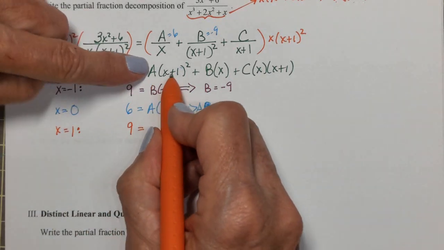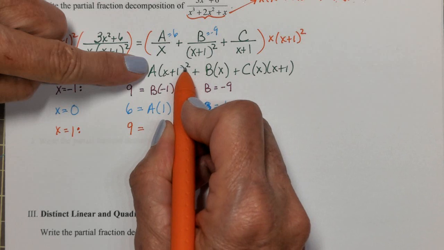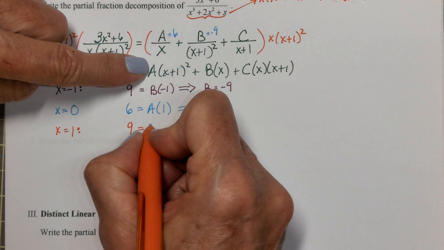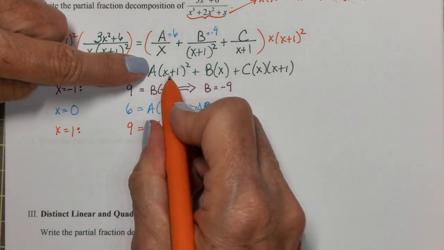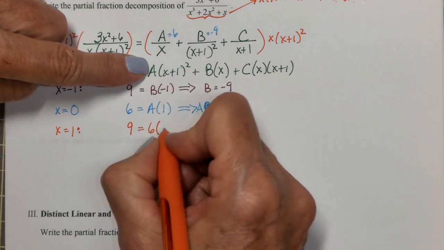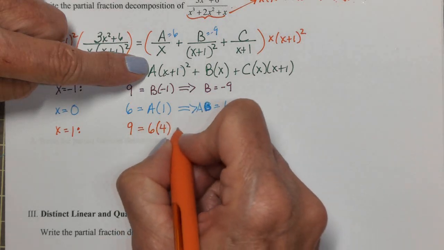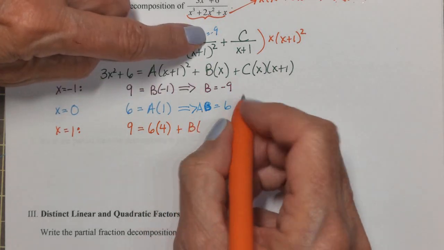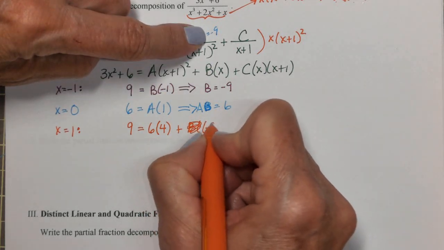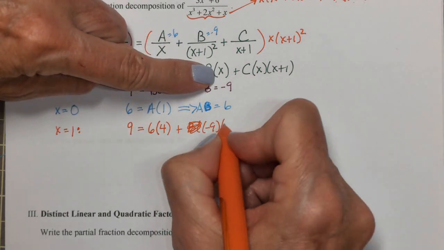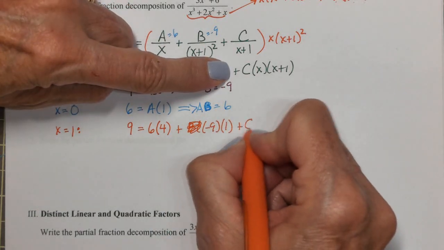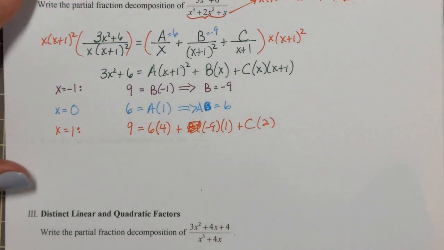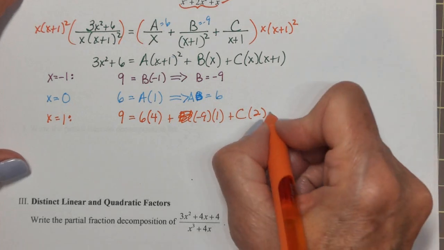I'm going to have a times 1 plus 1 squared. But we already know a. So we already know that a is 6. So we'll have 6 times 1 plus 1 is 2, squared is 4. Plus b times, well, I already know what b is. b is -9 times x, which is 1, plus c, we don't know c, times 1 times 1 plus 1. So this is going to allow us to find the value of c.